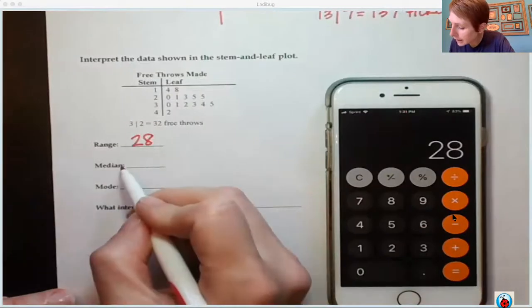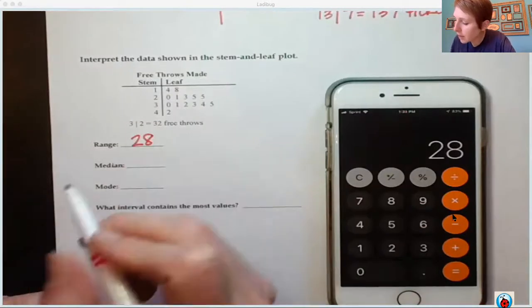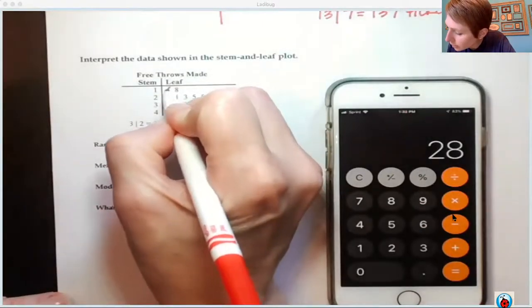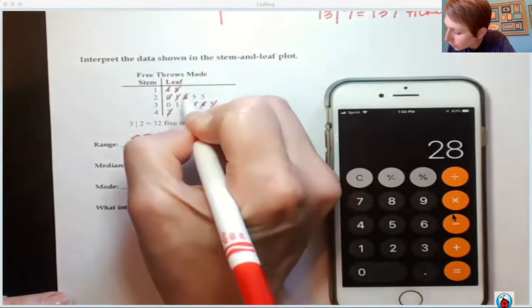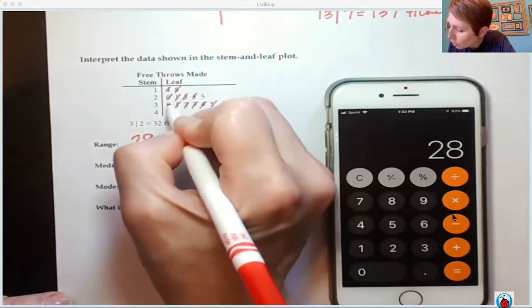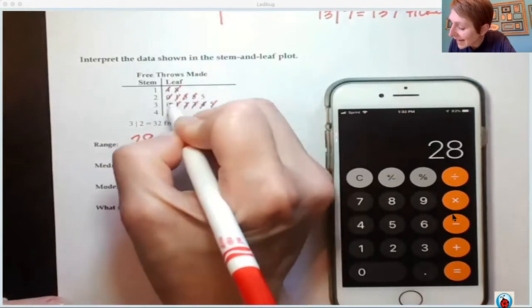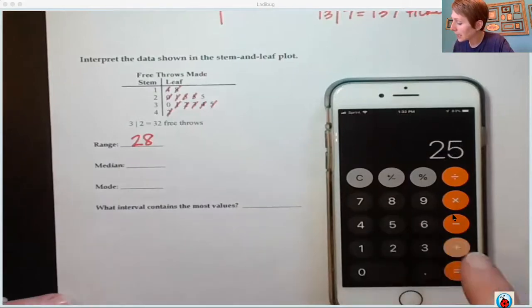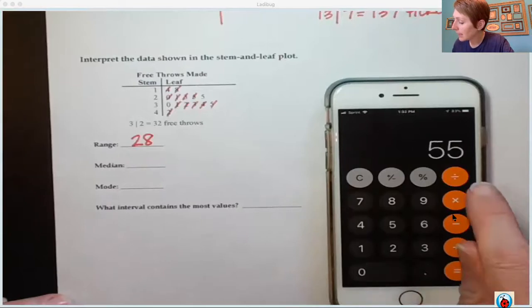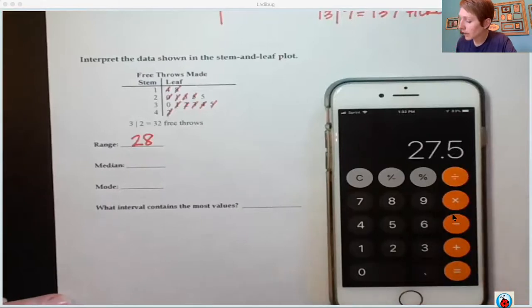My median is the number that's in the middle. So count from the outside. 1, 2, 3, 4. 1, 2, 3, 4. 1, 2, 1, 2. Oh, I have a 25 and a 30 in the middle. So remember, we have to do 25 plus 30 and divide by 2. It's okay that it's a decimal.